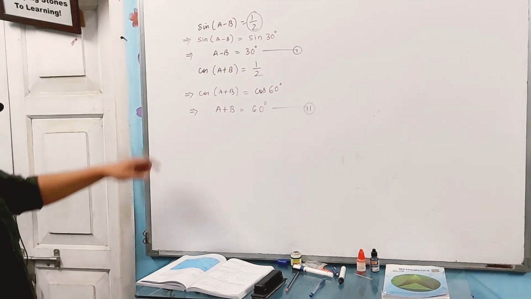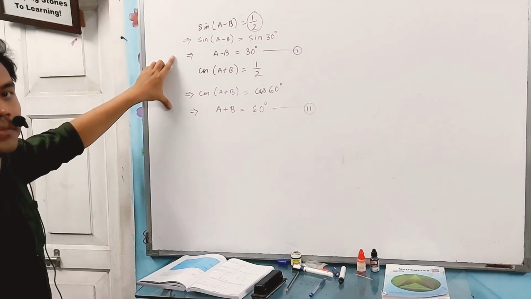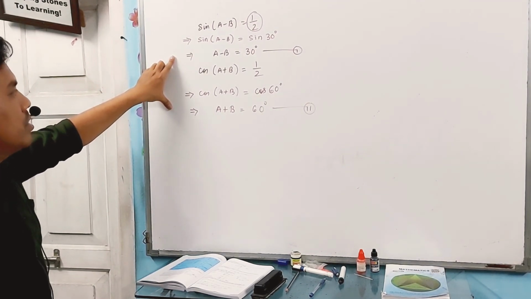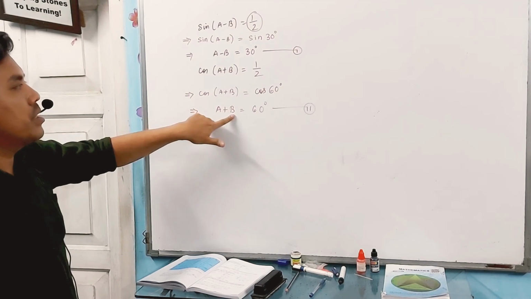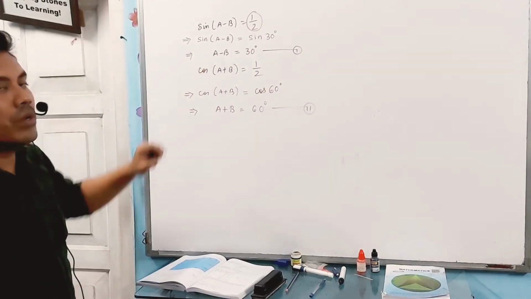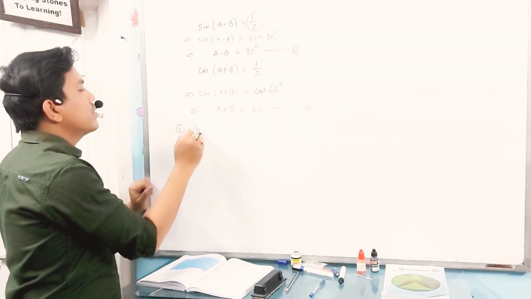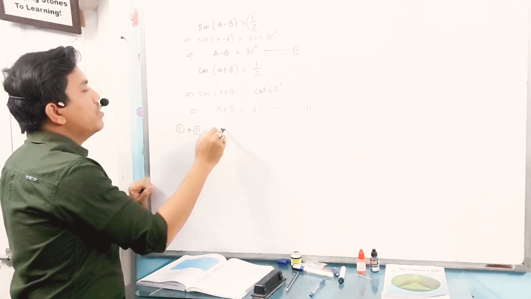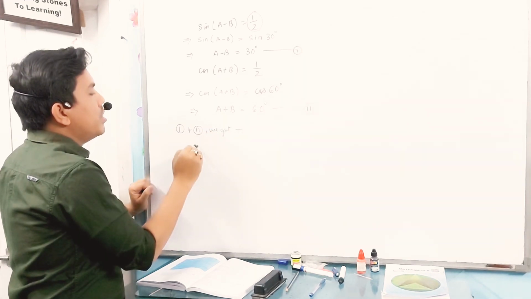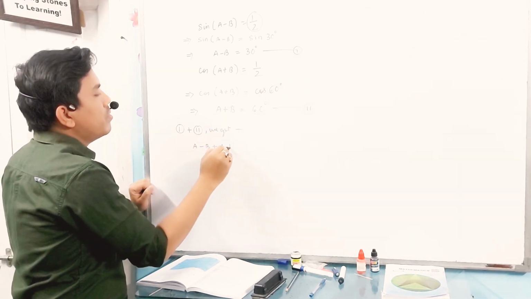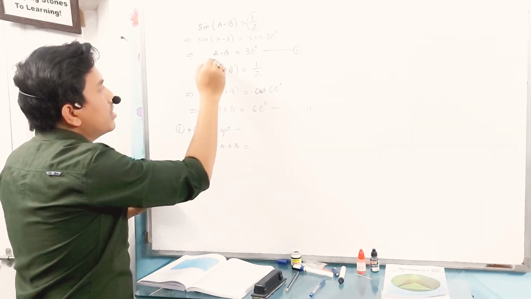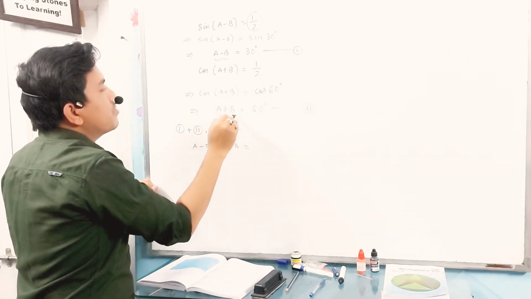So which will be better? I think the elimination method will be better. Here we have minus B and plus B. If we add both the equations, these two will be cancelled and finally A will remain, isn't it? So now let us add 1 and 2. Adding equation 1 and 2, what do we get? A minus B plus A plus B.